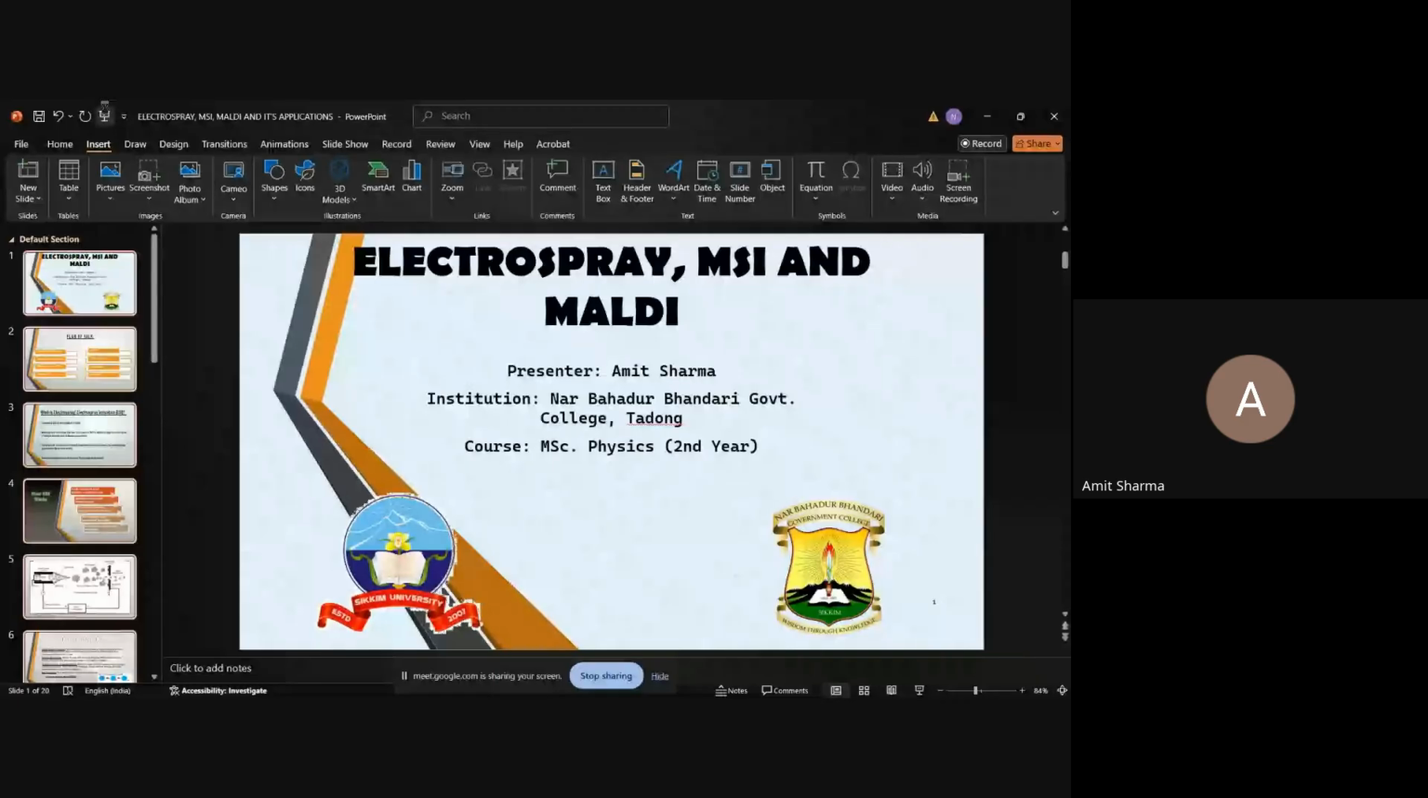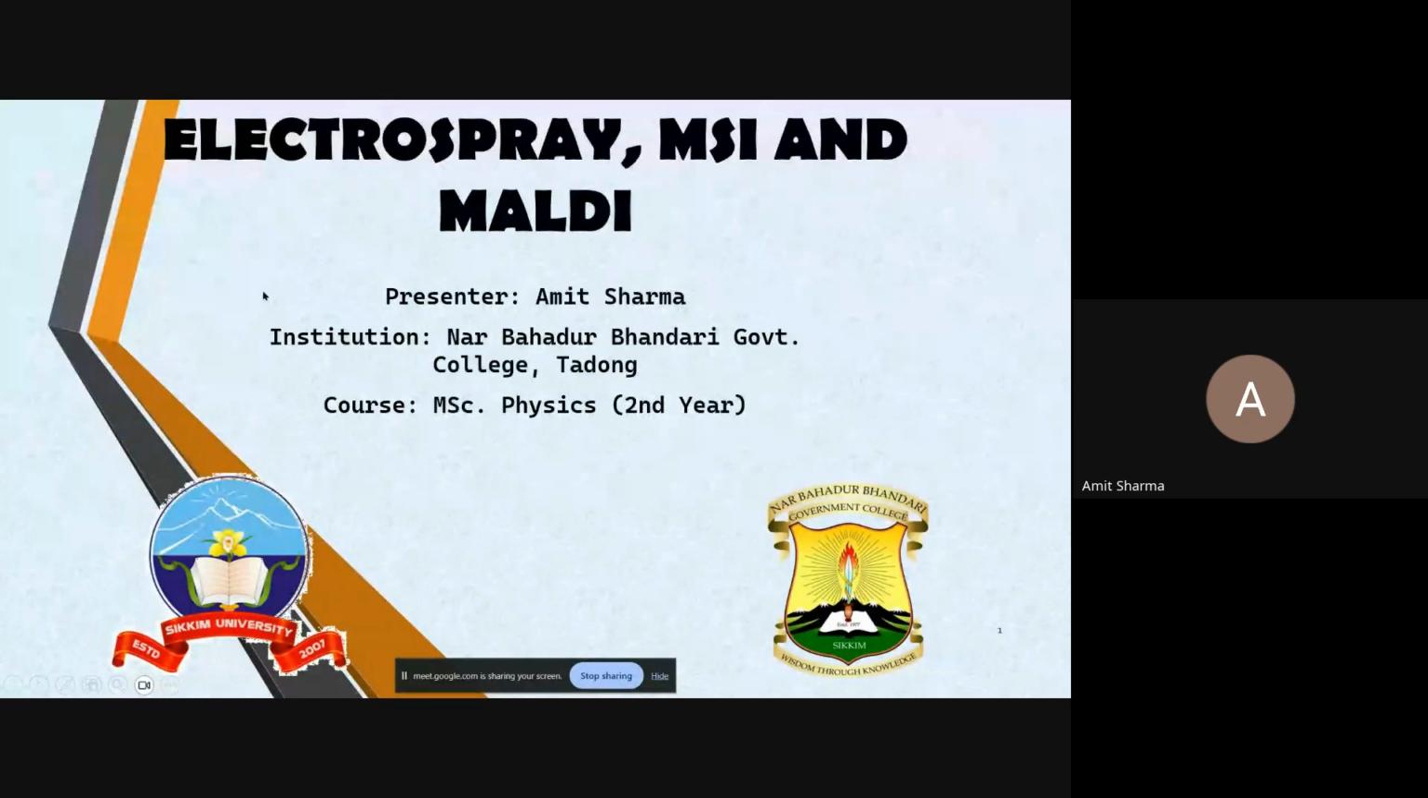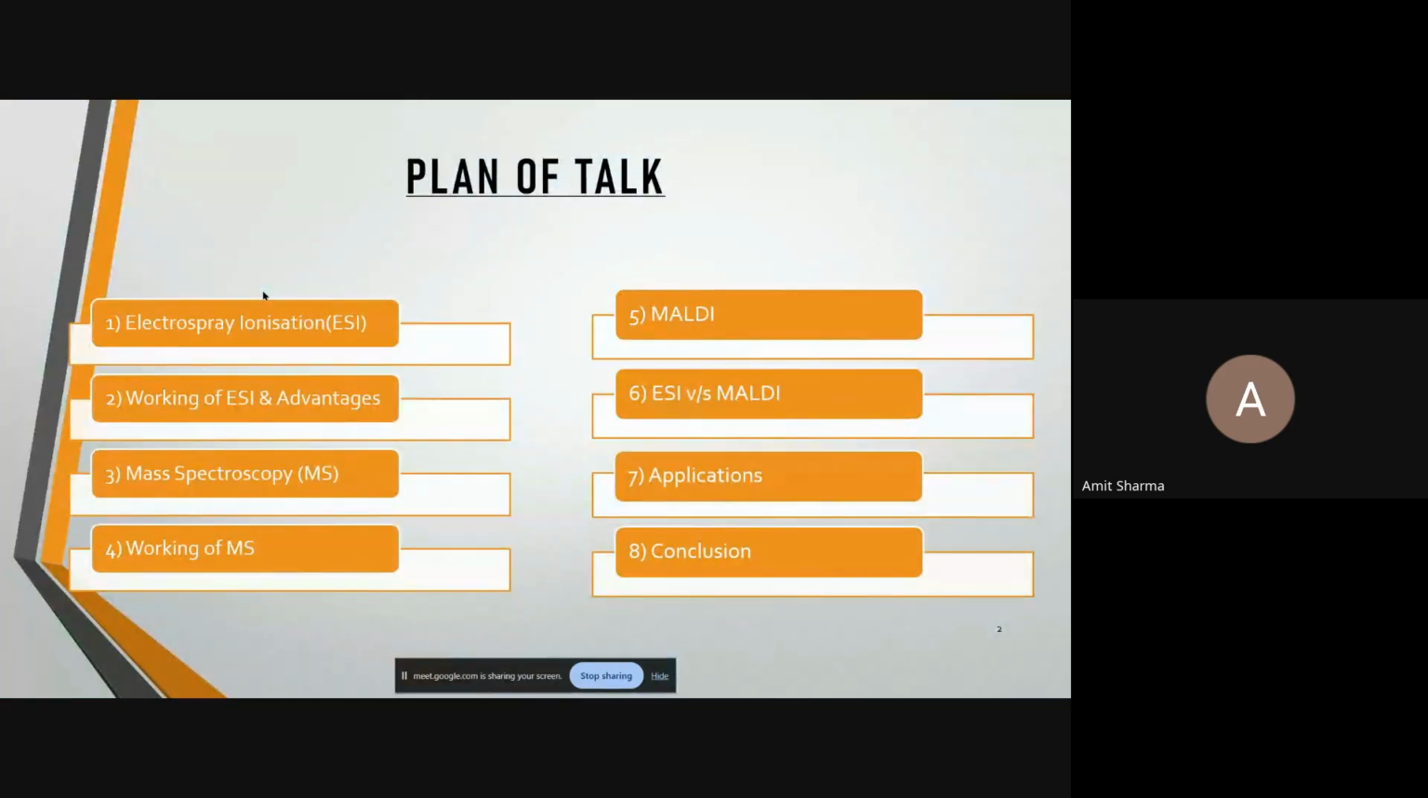Very good evening, everybody. My name is Amit Sharma, and I will be talking about electrospray, MS, and MALDI. Let us look at the plan of the talk. We have electrospray ionization, that is ESI. We will discuss the working of ESI and its advantages. Then we'll move on to mass spectroscopy, that is MS.